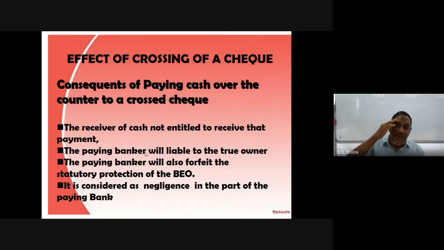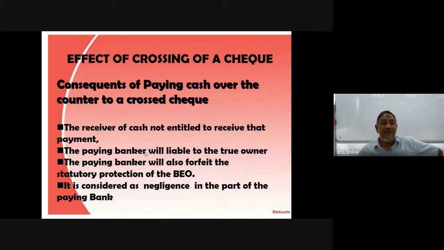Okay, the receiver of cash is not entitled to receive that payment. Where a check is crossed, you cannot encash it over the counter. The paying bank will be liable to the true owner. So if the check is paid to a third party, not the true owner, the paying bank is liable to the parties. The paying bank will also forfeit the statutory protection of the Bill of Exchange Ordinance. If the check is collected and paid violating the Bill of Exchange Ordinance, then the bank is liable for violating the Bill of Exchange Ordinance.